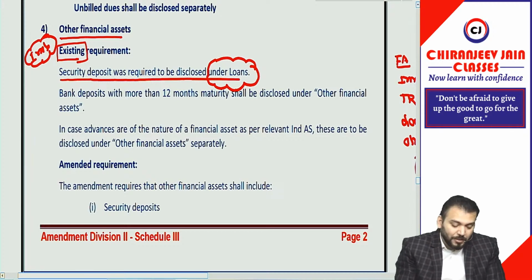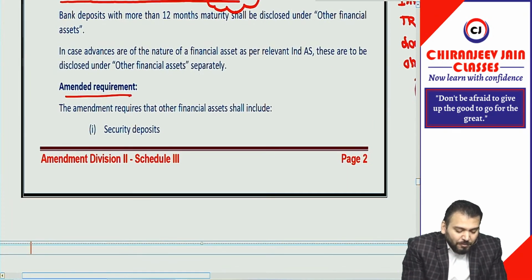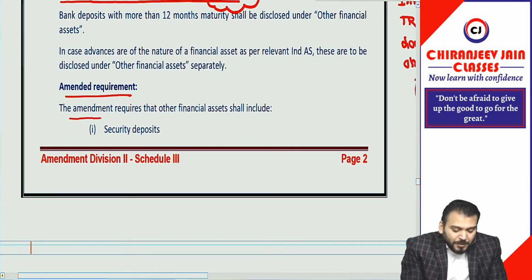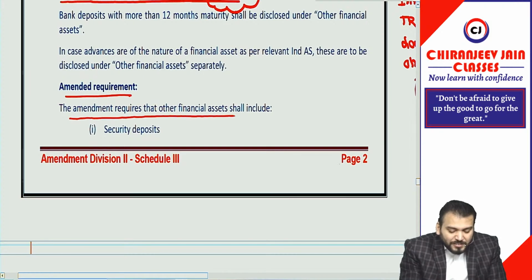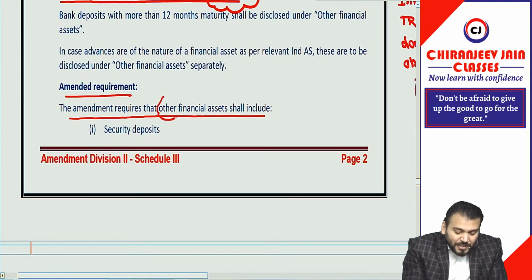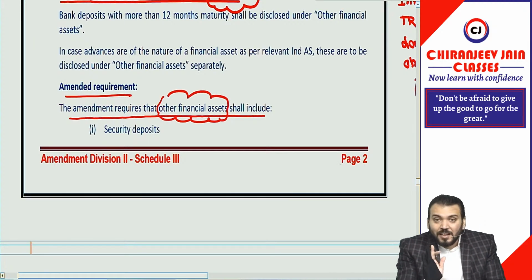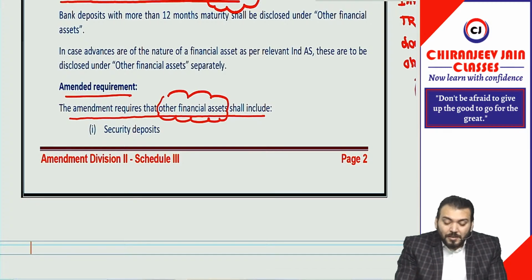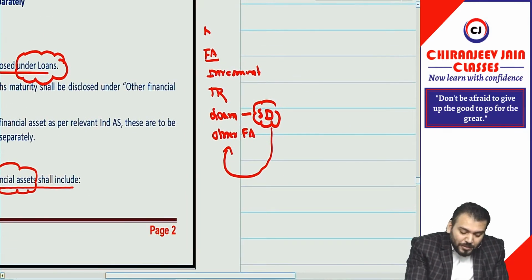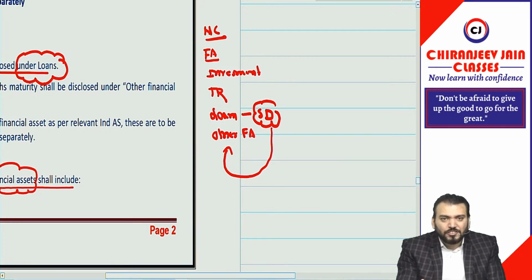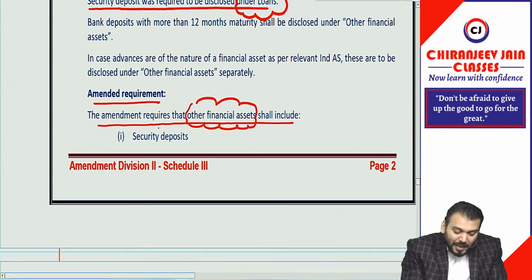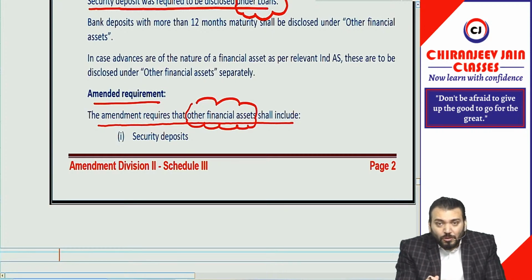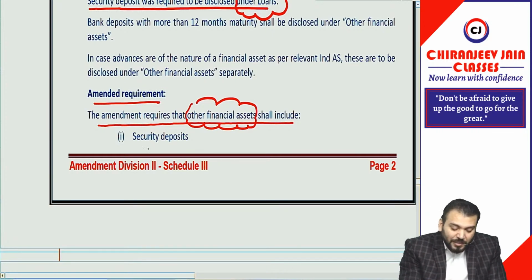asset. Correct? Yes sir. So now, as per the amendment requirement, other financial assets shall include other financial asset. Means the deposit will be shown under other financial asset. Other financial asset means it can be current, it can be non-current, depending upon the situation. Correct? Yes, sir. But any deposit will be shown under other financial asset. Any security deposit will be shown under other financial asset.